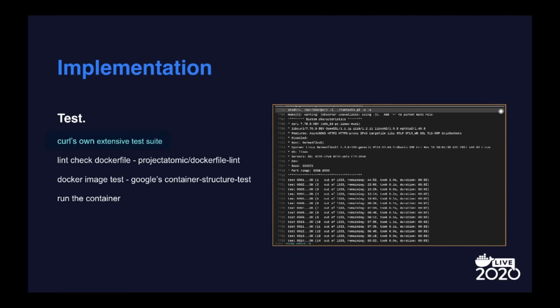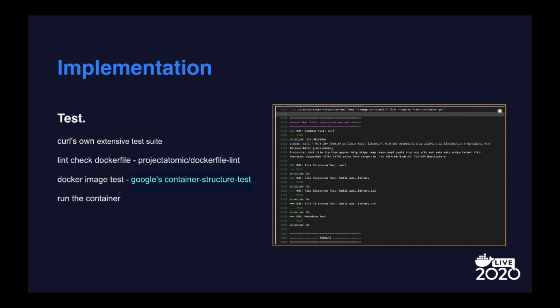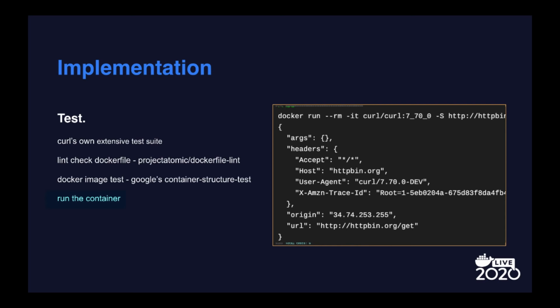How do we test the curl Docker image? Well, as part of building curl that we just showed you, we run its own tests. And then we use a handy utility called Project Atomic Dockerfile Lint that parses the Dockerfile and tells us if there are any issues with it. That also provides some advice on best practice on constructing Dockerfiles. We employ Google's container structure test to verify that the image contains what we want. That's pretty useful. And then finally, as a sanity check, we run the container itself.